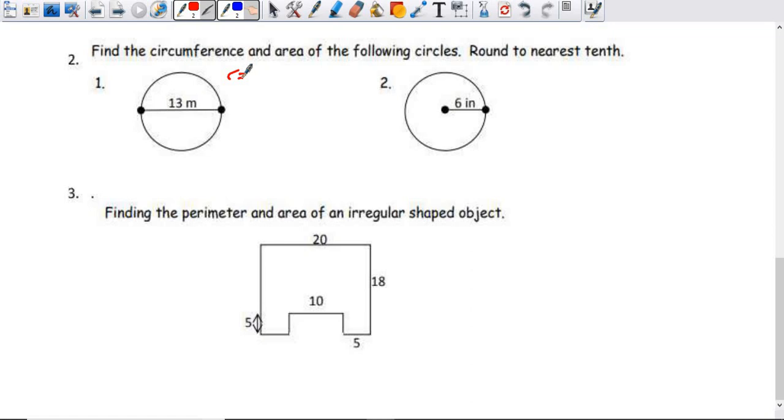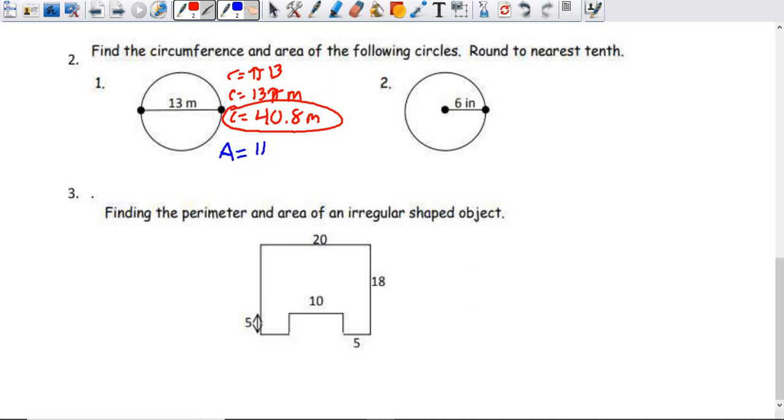The circumference formula we're going to use, since it has a diameter, we're going to use the diameter formula, which is pi times diameter, which is 13. So guys, if I'm talking about leaving it in terms of pi, your answer would be 13 pi meters. We would actually just stop right there. That's what it means in terms of pi. We kind of treat pi as if it's a variable, okay? But this one did say to round to the nearest tenth. So if I take 13 and multiply it by pi, I would get 40.8 meters when I round to the nearest tenth.